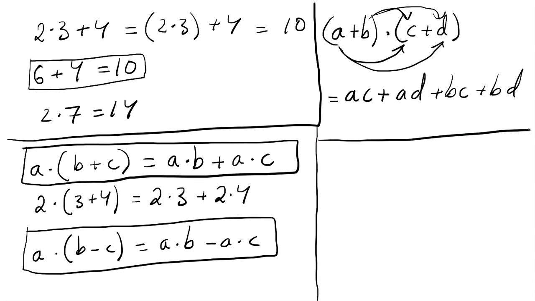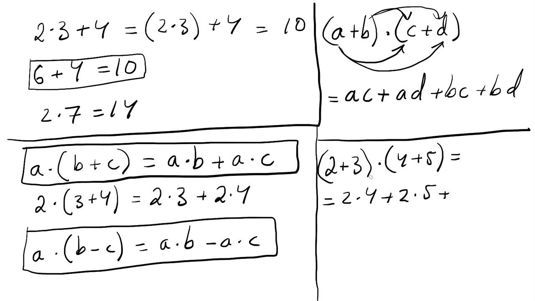And then let's take an example. We'll take 2 plus 3, 4 plus 5. Then I have 2 times 4, 2 times 5, 3 times 4, 3 times 5. And then we just have to do the multiplications. 8, 10, 12, 15. And adding up 12, 8, that's 20, 30, 45.